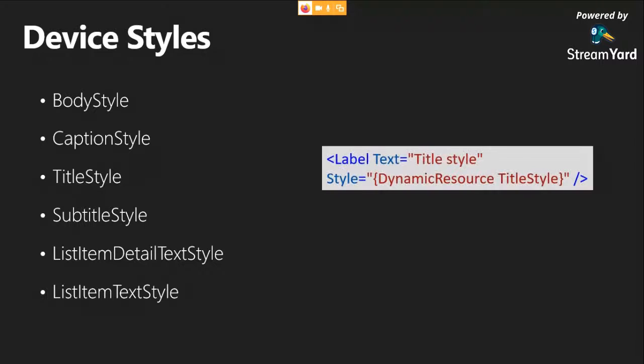All you have to do is very simple. Anywhere you're defining a style, just mention the style as dynamic resource and give this name. You don't have to predefine the style anywhere. For any visual element in Xamarin Forms, just define this line: style equals dynamic resource of any style among the styles which you need. It will be applied on the board. That's how it works.